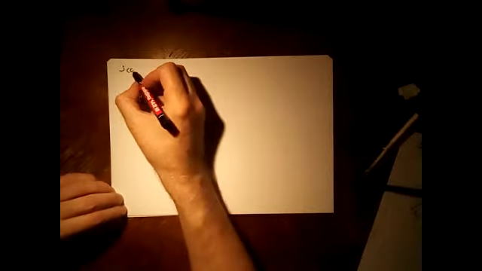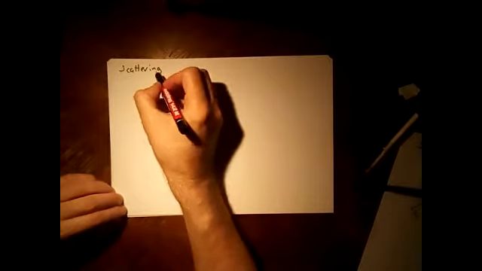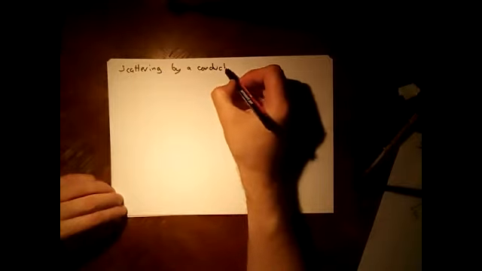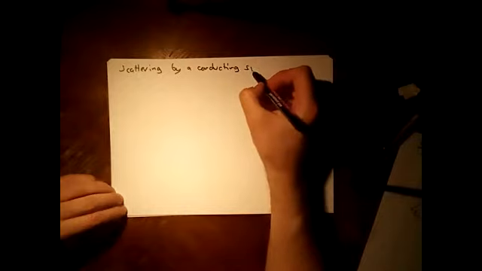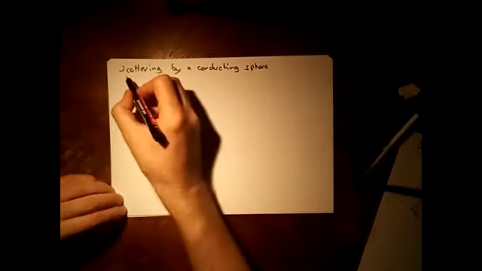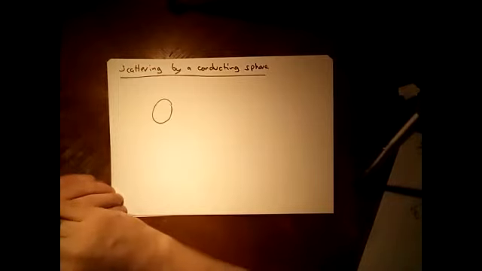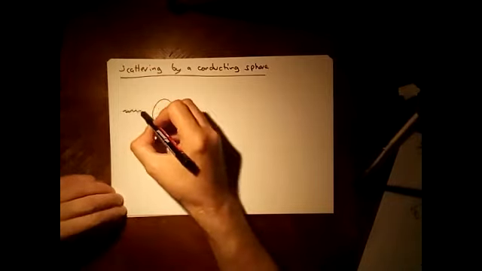Good day. In this video, I'm going to solve an electrodynamics problem, and that electrodynamics problem is the problem of scattering by a conducting sphere. Okay, so we have a sphere, and it's made of conducting material, and we send in some incident light.